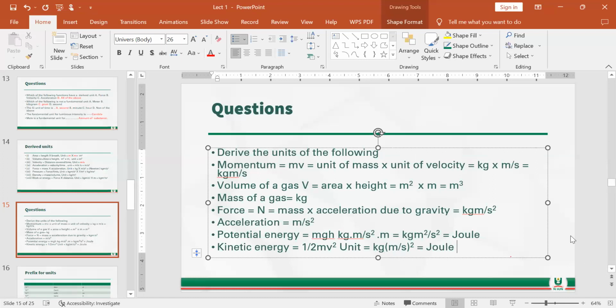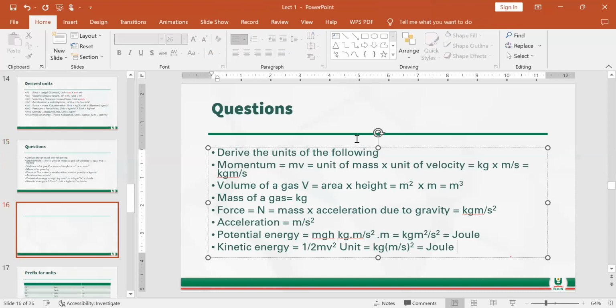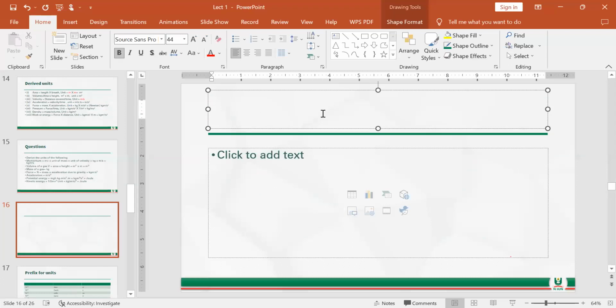So Joule can be defined. You can see this will change to kilogram meter squared per second squared, just like the other one, potential energy. So can you show that? So let's take a question.